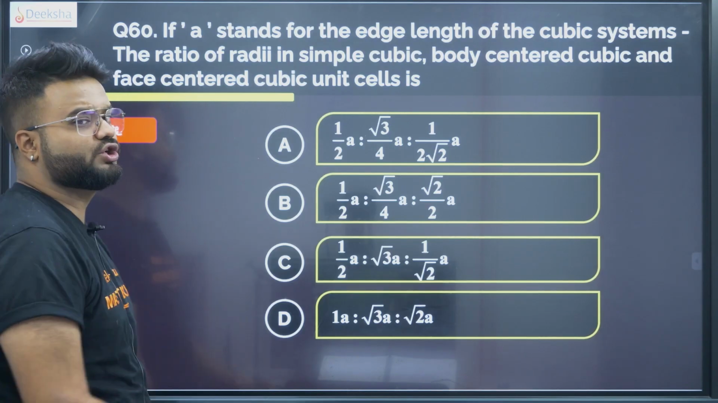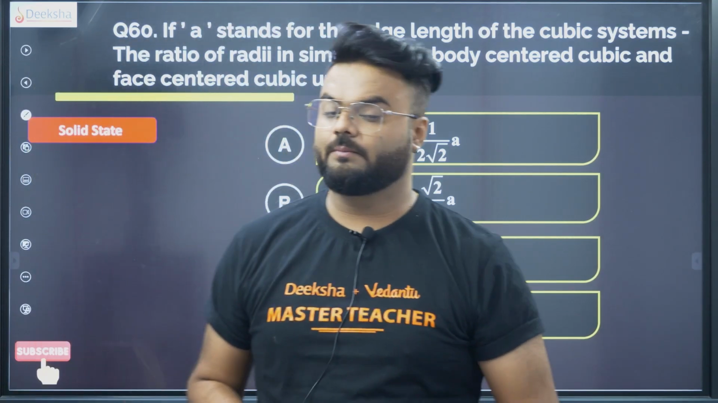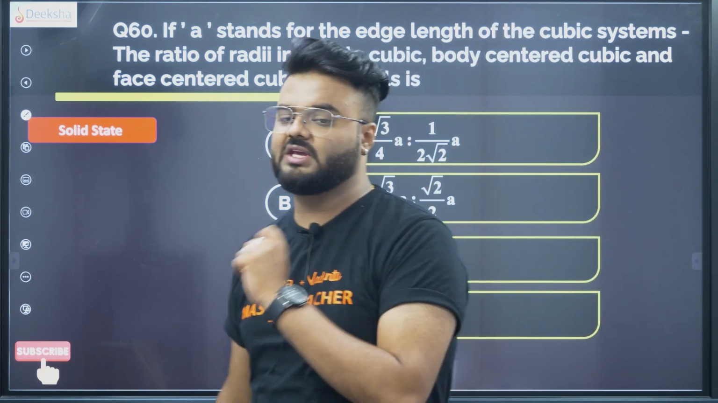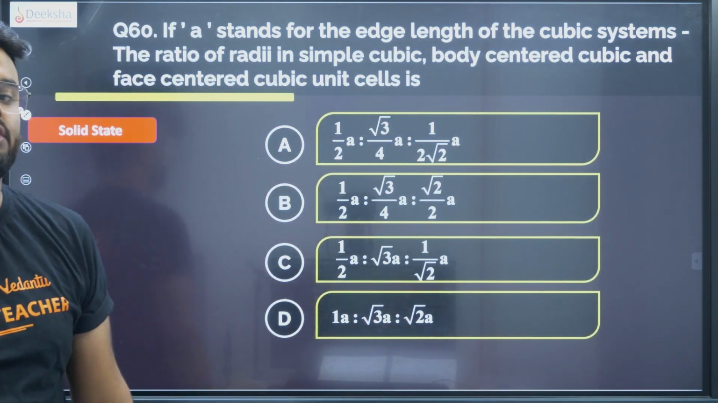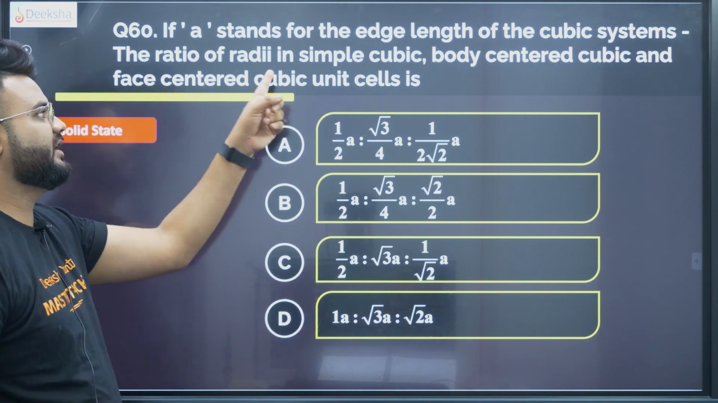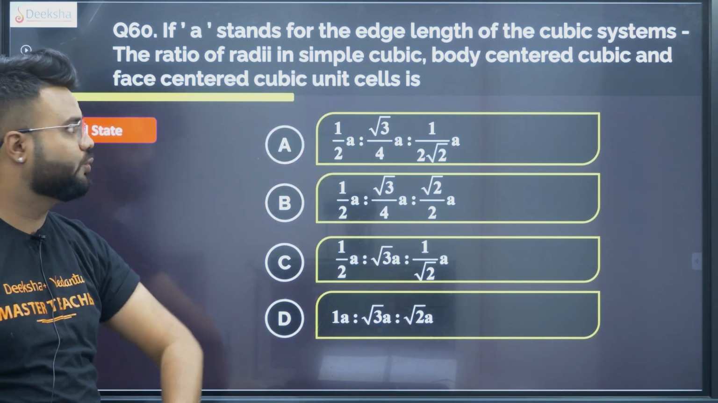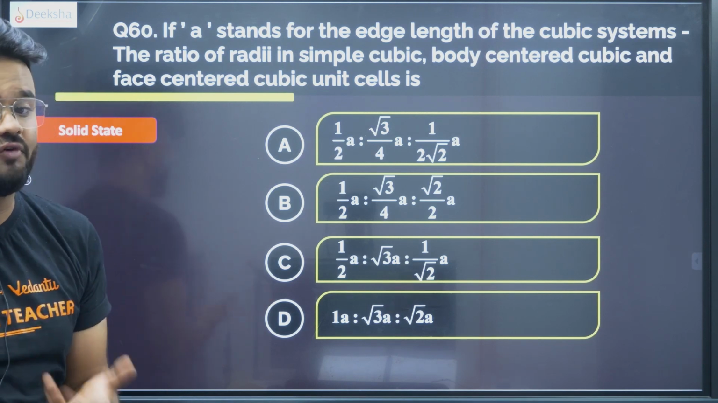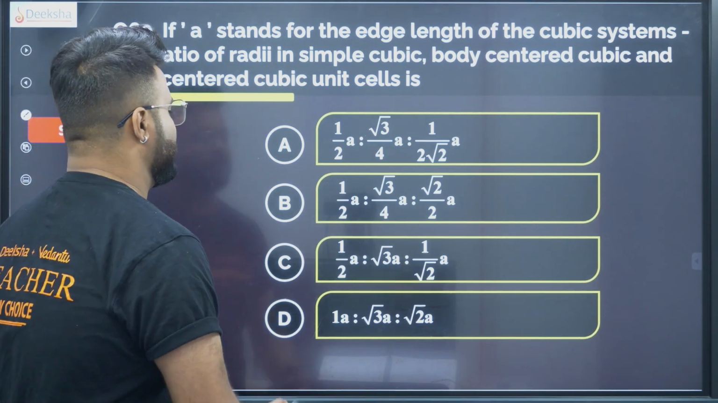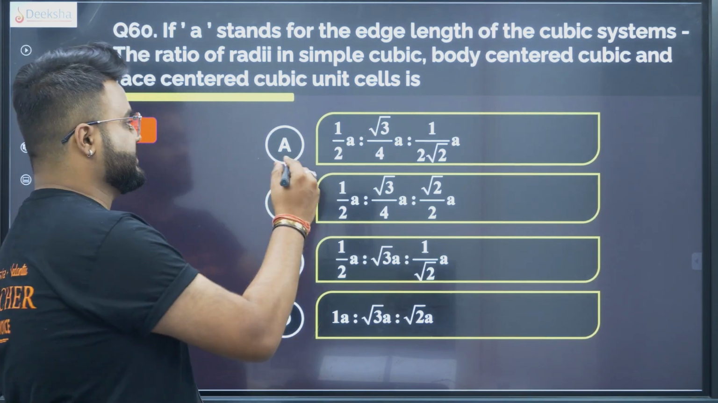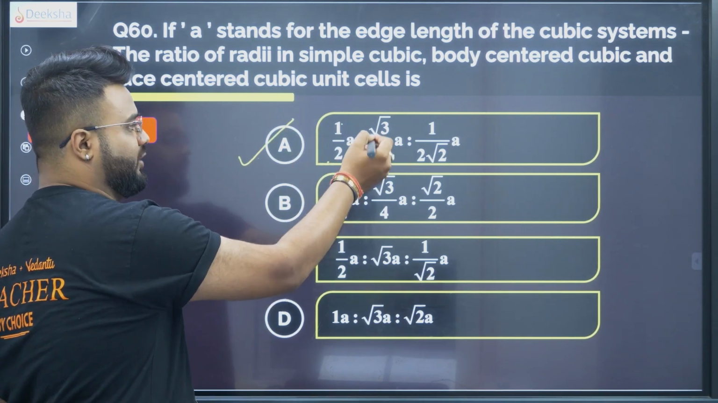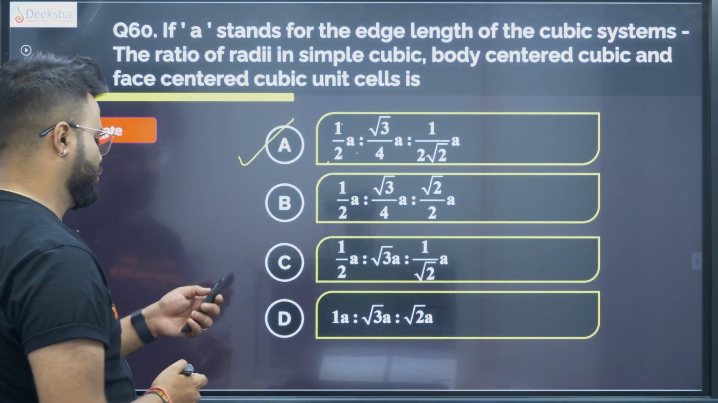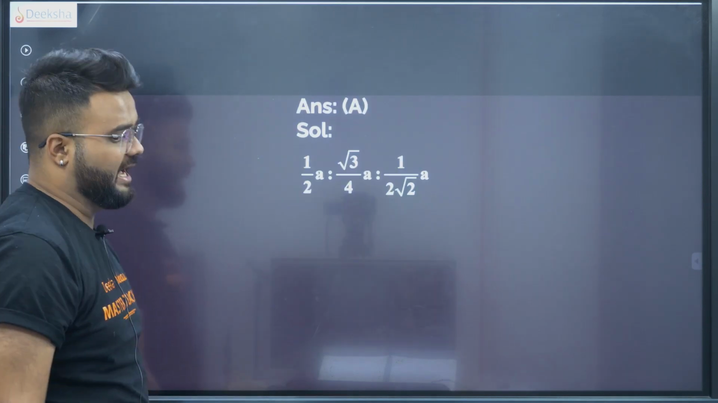Okay, the last question of the KCET 2023 PYQs, question number 60. If a stands for the edge length of the cubic system, the ratio of radii in simple cubic, body-centric cubic and face-centric cubic is dash. You just have to know the formulas, and your correct answer is option A: a/2, √3a/4 and a/(2√2). Therefore option A will be your correct answer, guys.